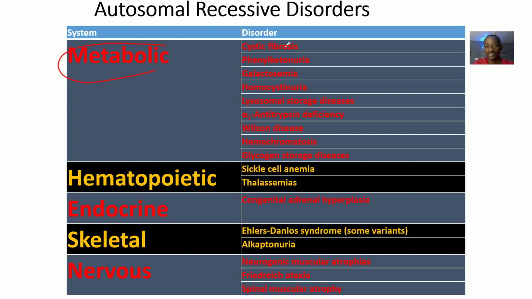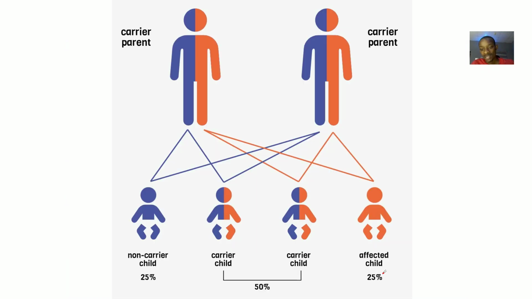Diseases affecting metabolism: we have cystic fibrosis, phenylketonuria, galactosemia, homocystinuria, lysosomal storage diseases, antitrypsin deficiency, Wilson's disease, hemochromatosis. We have the glycogen storage diseases. Then diseases affecting what? Blood production. We have things like sickle cell anemia, thalassemias. Diseases affecting the endocrine system: we have congenital adrenal hyperplasia. Diseases affecting the skeletal system: we have Ehlers-Danlos syndrome. Then diseases affecting the nervous system, we have the neurogenic muscular atrophies, we have Friedreich ataxia, we have spinal muscular atrophy.